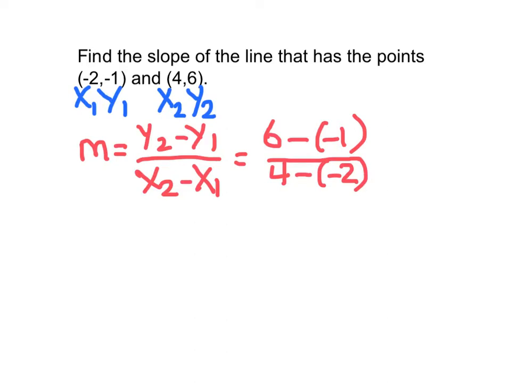Now let's simplify. Well, 6 subtract a negative 1 is the same as 6 plus 1, so that's 7. And then 4 subtract negative 2 is the same as 4 plus 2. That equals 6. So the slope of our line is 7/6.